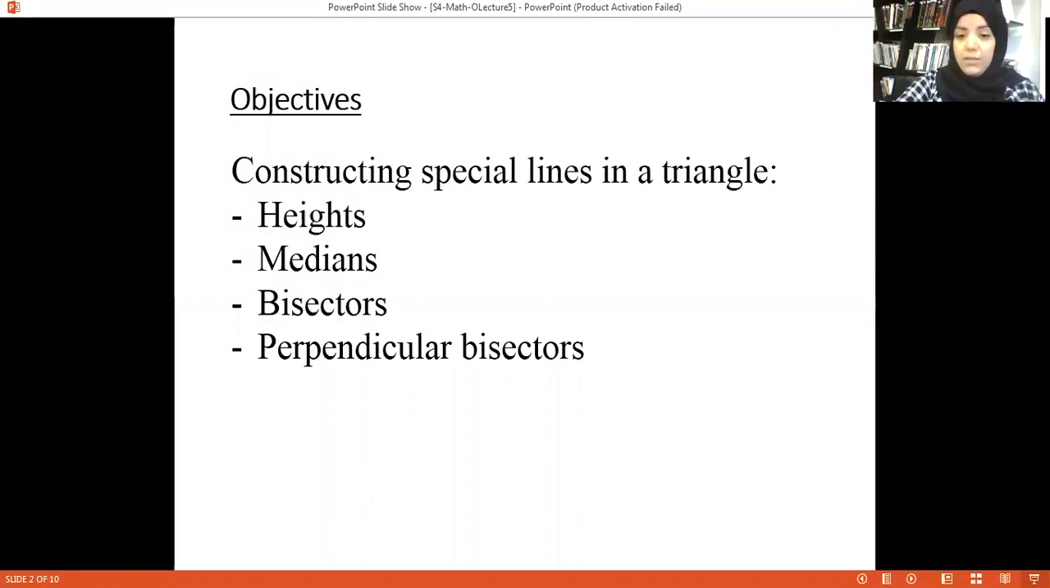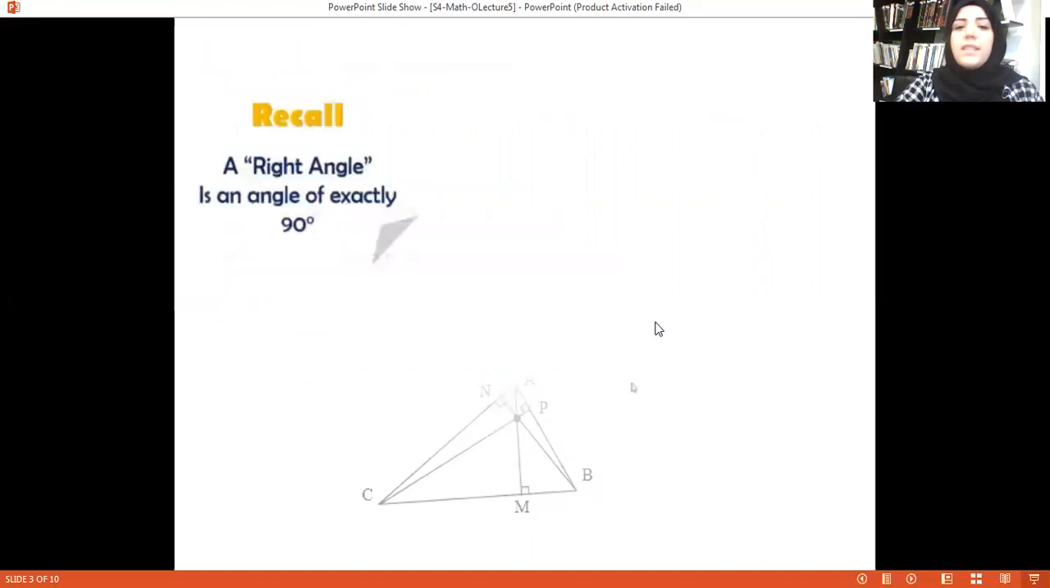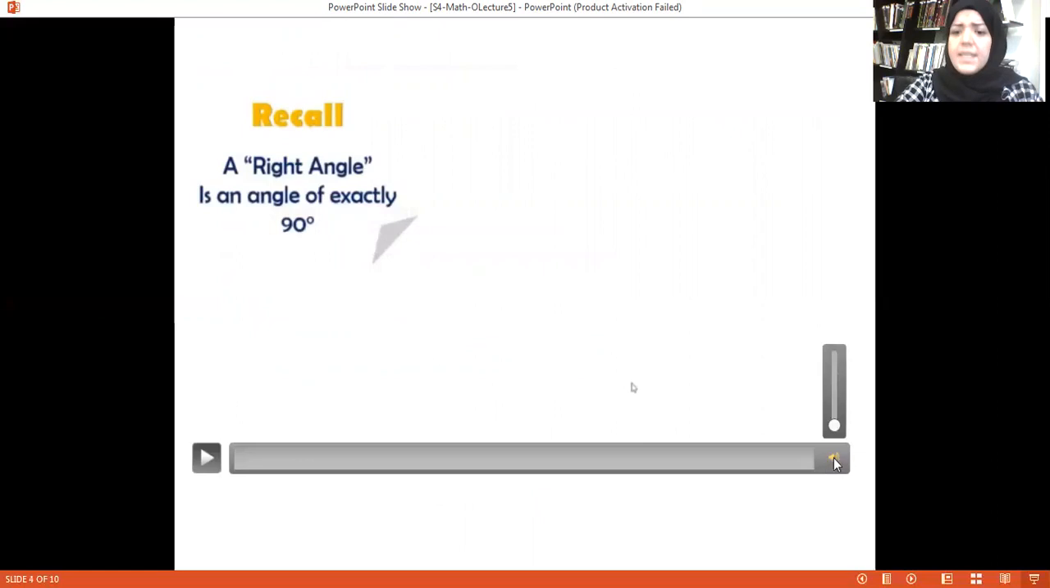All these terms are familiar to you. We used to find some of them for segments, but now we are going to explain how to find them inside a triangle. The first thing I'm going to explain is the height, or the perpendicular, or the altitude of a triangle. The height is a segment drawn from the vertex perpendicularly to the opposite side of this vertex. To draw a height, we usually use a set square. In a triangle, there are 3 heights, and those 3 heights are concurrent, or they meet at the same point, and this point inside the triangle, we call it the orthocenter. Let us see the steps together.